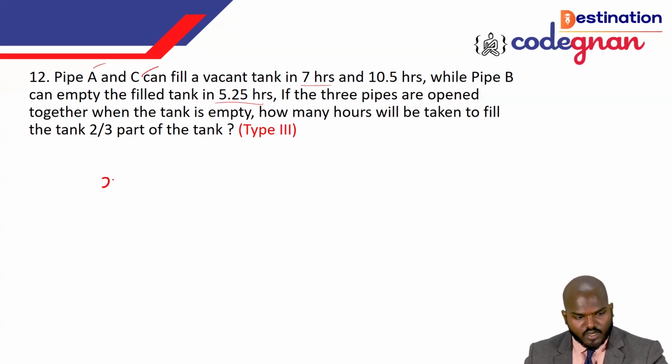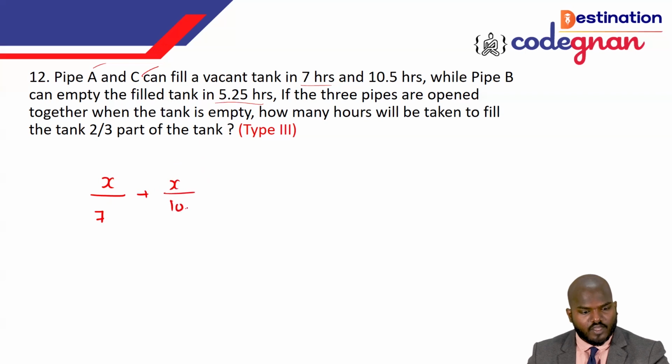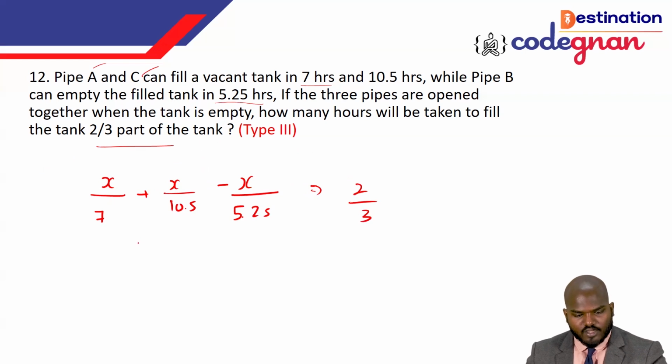So that you can call it x by 7 hours. Directly I'm writing, x by 10.5. And minus, why am I saying that? If you are emptying, you have to call it 5.25 here, so that it will become a 2 by 3 part of the tank. We can say this. You don't want to keep it directly, you just keep it as a total value, that is 105, 5.25. You can keep it up.